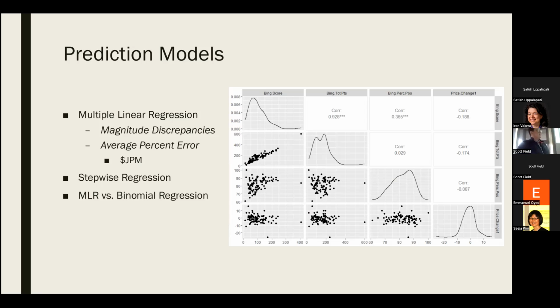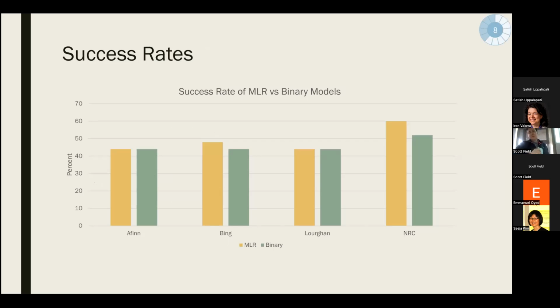So instead of trying to gauge the magnitude, what I tried to do instead was determine if you can predict if a stock price will increase or decrease. I continued with the multiple linear regression, but I also added a binomial regression since our outputs are now binary, increase or decrease, and the results were surprising. The AFIN, Bing, and Lochran data sets had a success rate between 40 and 50%, while NRC, the binary, hit 50%, and the MLR actually hit 60%. So I was happy with those results, but as with any model, you can always make it better.